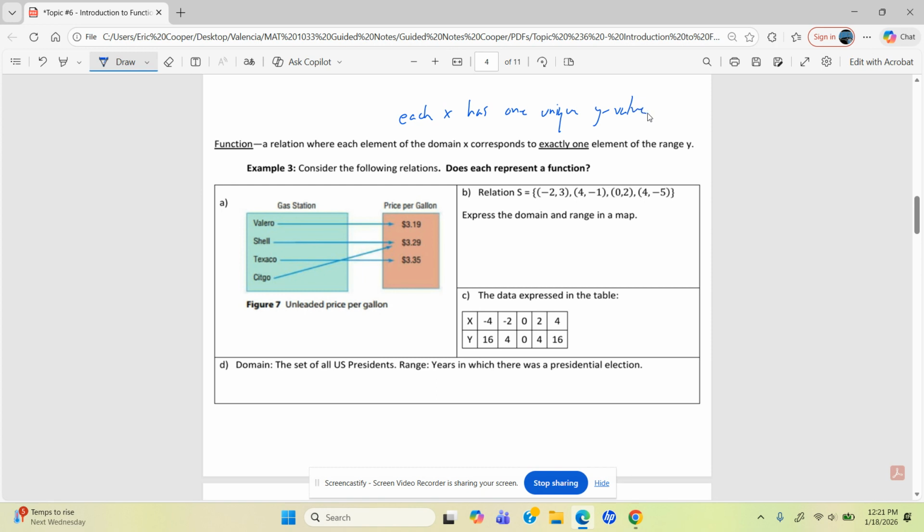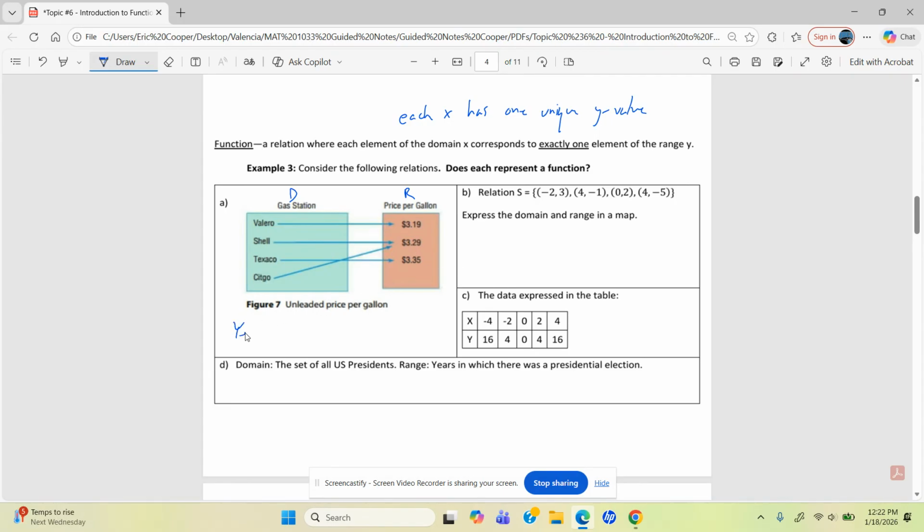So we're going to take a look at each of these examples and see whether they represent a function. In the first example, A, we have gas station and price. We're going to call the gas station our domain and the price our range. Our question here is, does each of the gas stations have exactly one value in the range, meaning, does each gas station only have one price? We look at Valero, and it only has one price of $3.19. Shell only has one price of $3.29. Texaco only has one price of $3.35. And Citgo only has one price of $3.29.